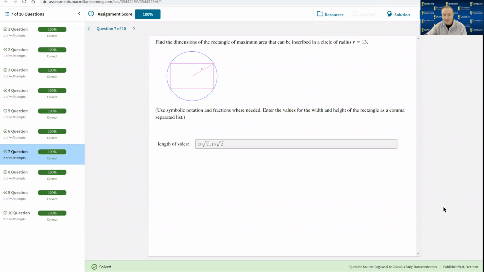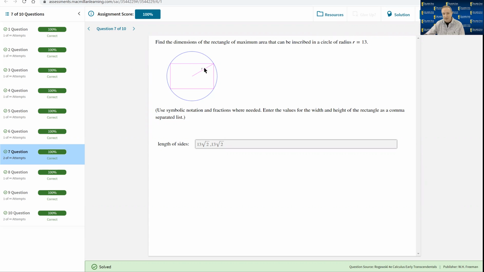Hi all, let's take a look at the remainder of the problems in section 4.7 looking at optimization. The seventh problem here has us find the dimensions of a rectangle of maximum area that can be inscribed inside of a circle. And we know that that circle has a radius of 13.